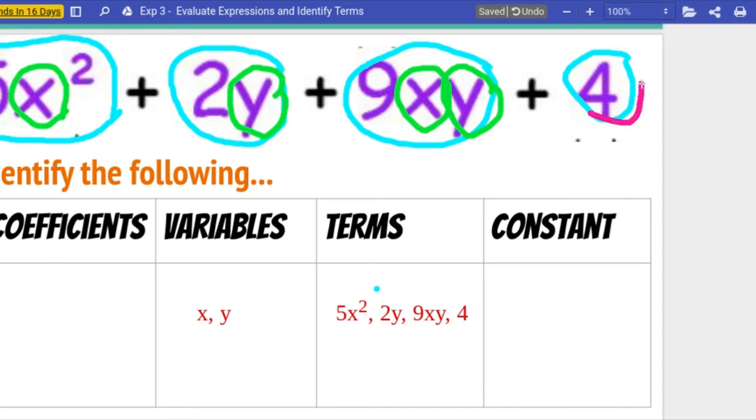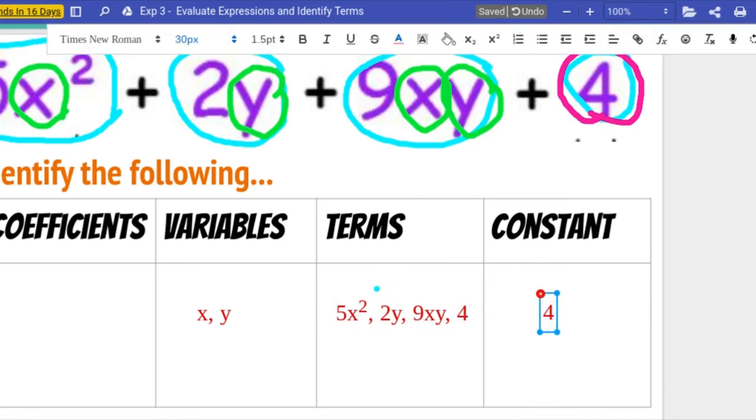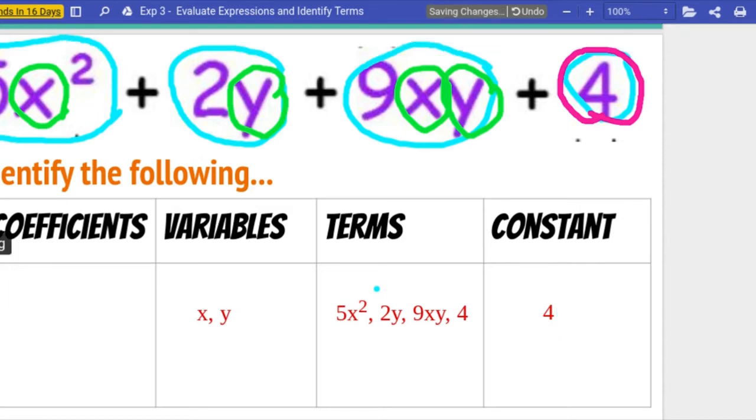Okay, let's see about identifying a constant. So constants are the terms that never change. So 4 is my only constant in this expression. 4 is always worth 4, and that value is never going to change.